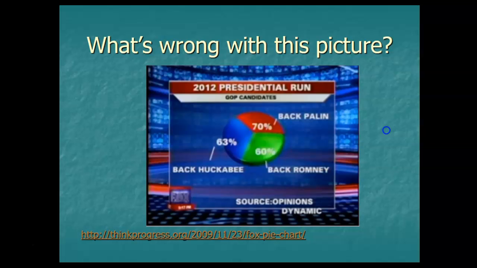And the problem here is that these categories are overlapping. In other words, one person could say they support more than one candidate. So if you were fine with all three of these people, you would support any one of them. You got counted in all three categories. But that's not the way a pie chart is supposed to work. It's supposed to show what percentage of some whole thing, some total, falls into each of several non-overlapping categories.